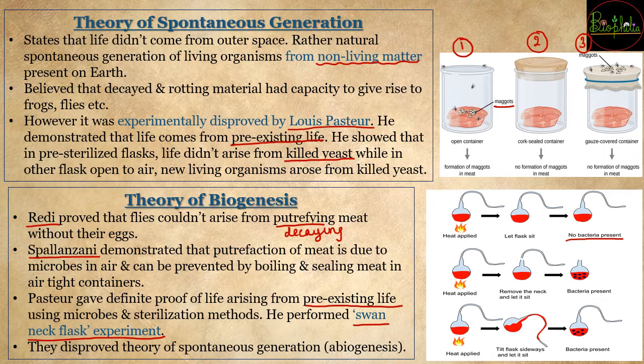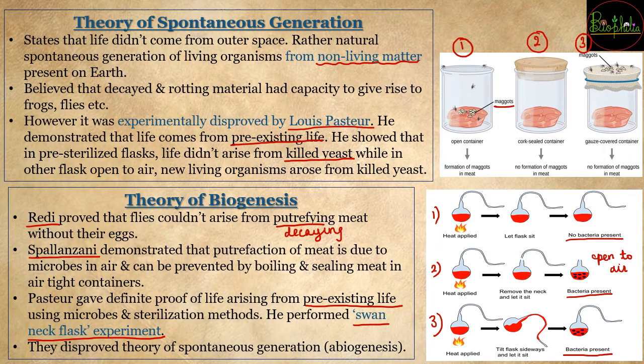The second thing he did, after heat application, was remove the neck, so it was completely open to air. And once it was open to air, what happened? There was bacteria present. The third experiment he did was that he heated the flask and tilted it sideways. So some part of the fluid kept inside the flask was open to the atmosphere, open to the air. The third time also the bacteria was present.